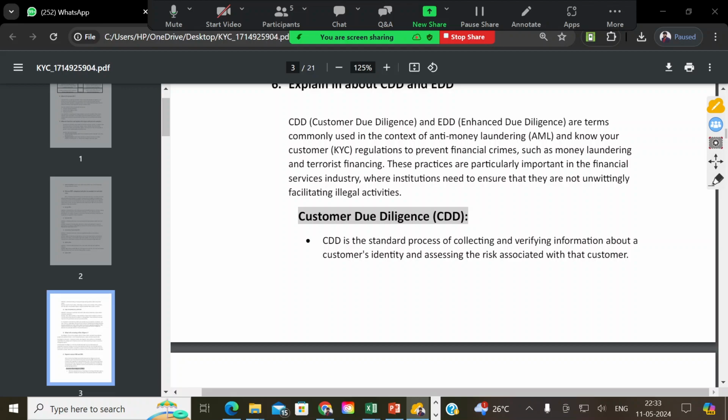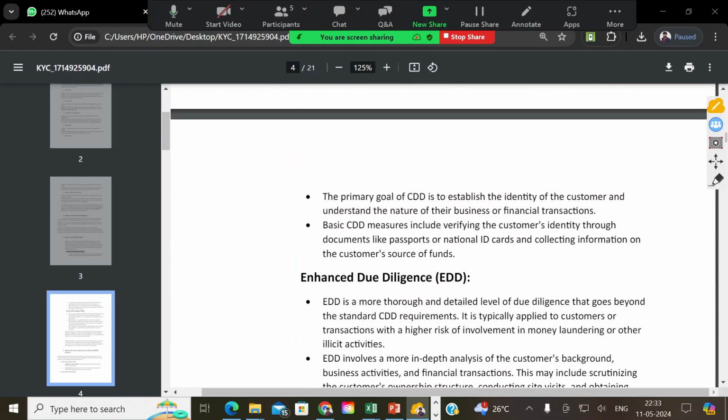Then what about CDD? CDD is the standard process of collecting and verifying information about a customer's identity and assessing the risk associated with the customer. So you can collect the documents, then verify that. As I said, your PAN, Aadhaar, or all other information that comes under your CDD, that comes under your customer due diligence. The primary goal of CDD is to establish the identity of a customer and understand the nature of their business or financial transactions.